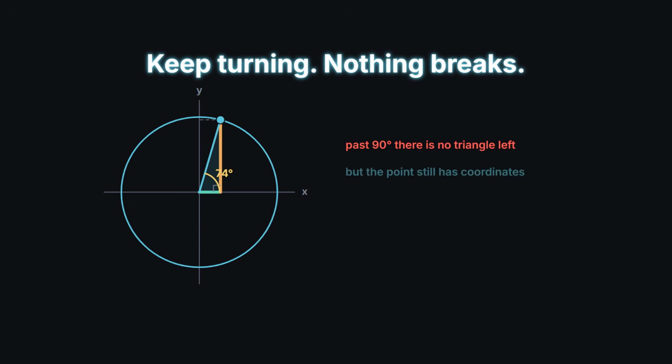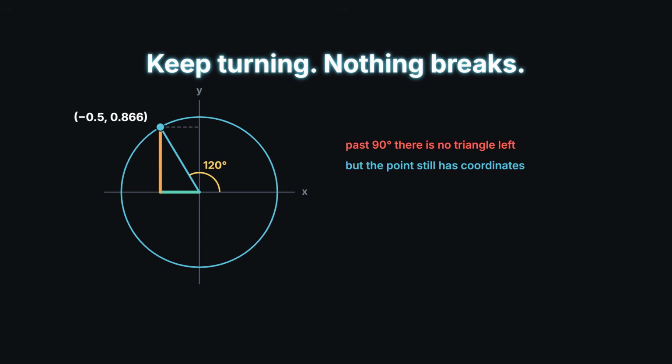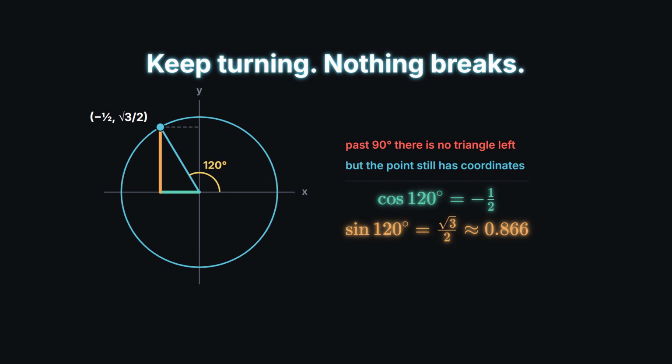Now watch what the circle does that the triangle could not. Keep turning, past 90 degrees. The point crosses into the left half. The triangle is gone. There is no opposite side, and no hypotenuse. But the point still has coordinates. So sine and cosine still have values. Here is 120 degrees, the question we could not answer. The point sits at -1/2 across and 0.866 up. So its cosine is -1/2, and its sine is 0.866. We did not derive that. We read it off the picture.